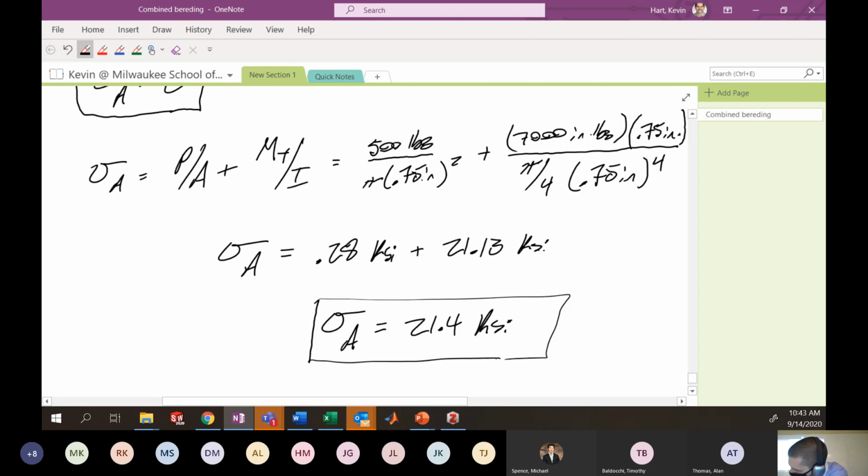Hopefully this is ringing some bells. Hopefully you guys did some of this combined loading when you were in 2004. I know I'm going through it relatively slowly right now, but hopefully it's cementing those ideas in your head. When we come back on Wednesday, we'll finish up combined loading with a more thorough example, and then we'll dive in on three-dimensional states of stress.